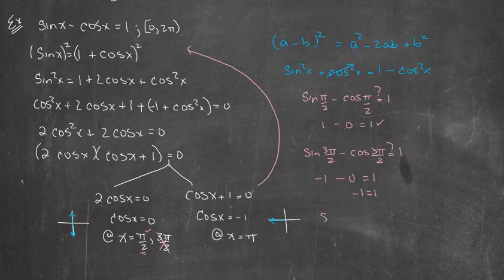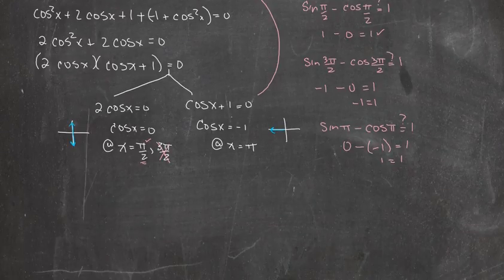Last check, sine of pi minus the cos of pi equals 1. Sine of pi is 0 minus the cosine of pi, which is -1. So 1 equals 1, and we're good to go. Now I can clean it up and give my final answers. Therefore, x equals pi over 2 and pi.